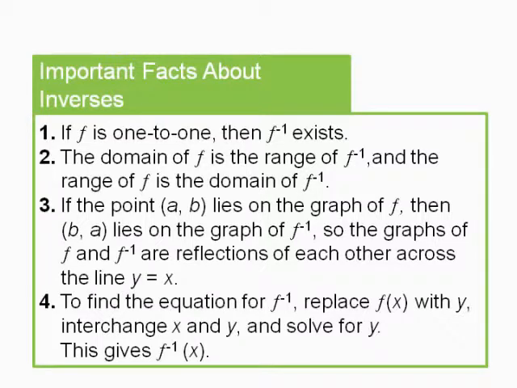So in review, some important facts about inverses, and this is going to sum up the last few videos. If a function is one-to-one, then its inverse, f inverse, exists. The domain of f is the range of its inverse, and the range of the function is the domain of its inverse. And if a point (a, b) lies on the graph of the function, then (b, a) lies on its inverse. So the graphs of f and its inverse are reflections of each other across the line y equals x. And to find the equation for the inverse, replace f of x with y, interchange them, and solve the new equation for y. This gives us the inverse of the function.